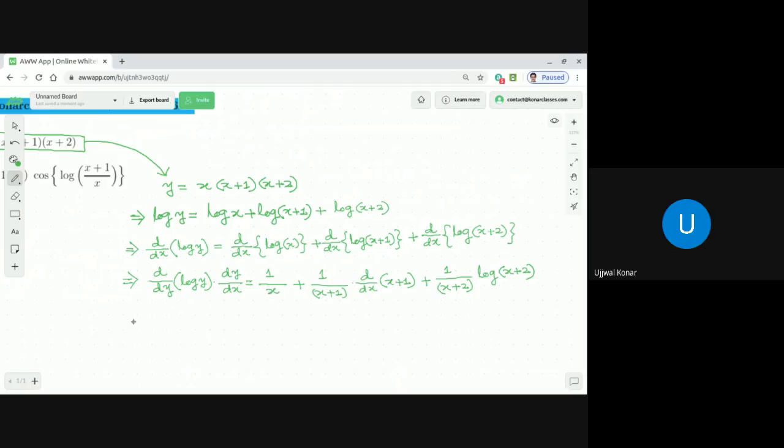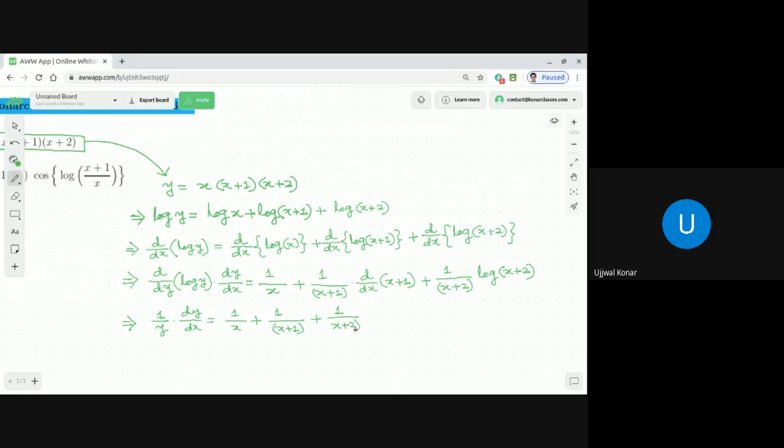So this implies what is d/dy of log y? It should be 1 by y into dy/dx. That is equal to 1 by x plus 1 by x plus 1 into d/dx of x plus 1, which is 1, because d/dx of x plus 1 is nothing but d/dx of x plus d/dx of 1. d/dx of x is 1 and d/dx of 1 is 0. Plus 1 by x plus 2.